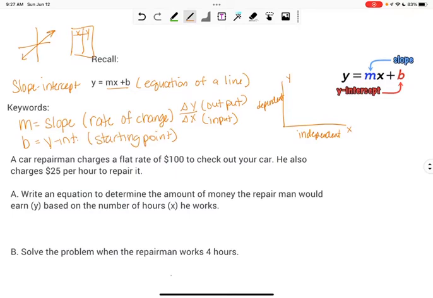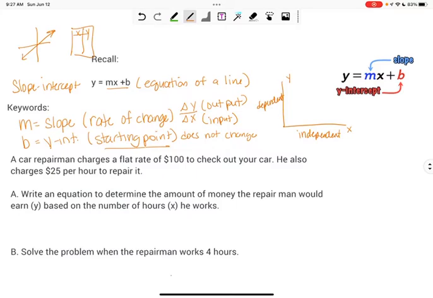Now, we also talked about our y-intercept being our starting point. That does not change, okay? It's our starting point. It's our beginning. It's what's going to be maybe a fee of some type, or a specific rate that does not change. Okay, so as we read through this word problem, we're going to see if we can identify which number is going to be our rate of change, or our slope, and which number is going to be our y-intercept.